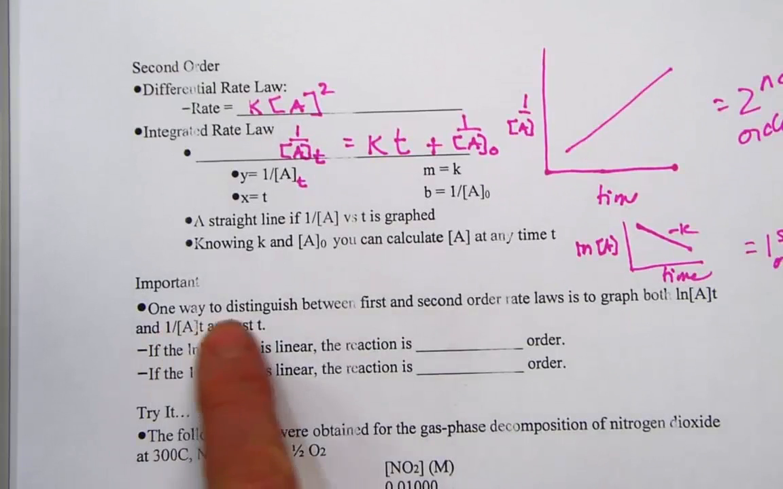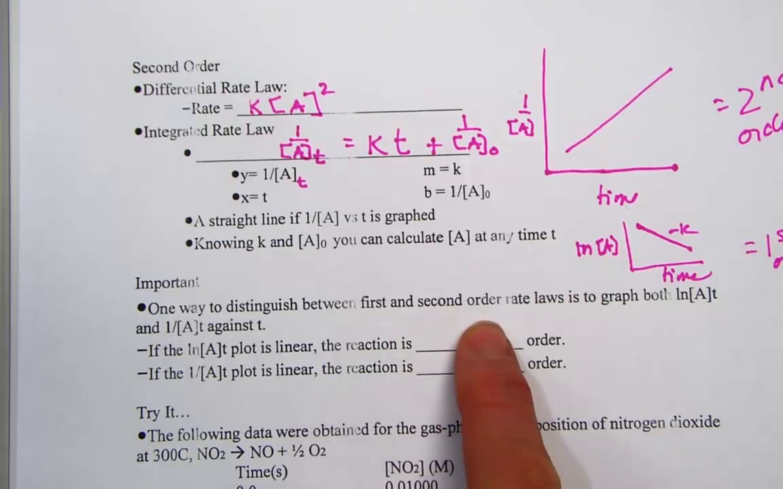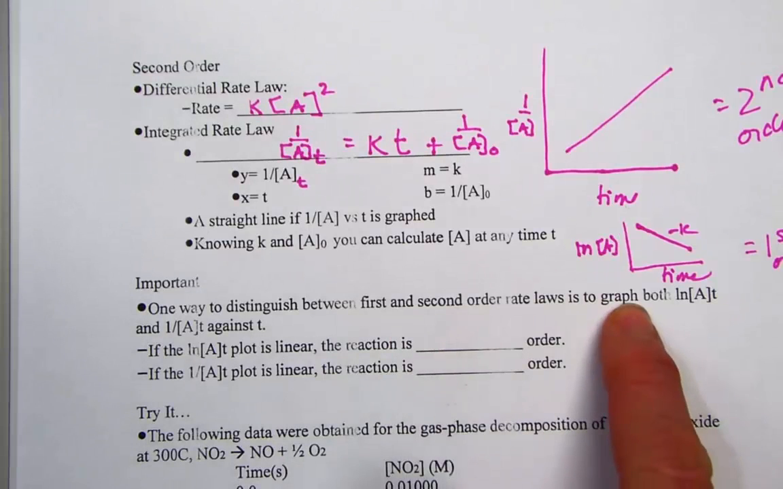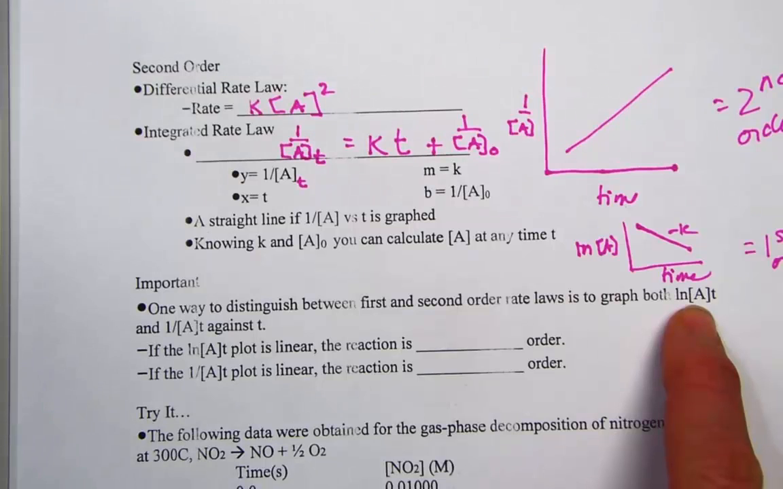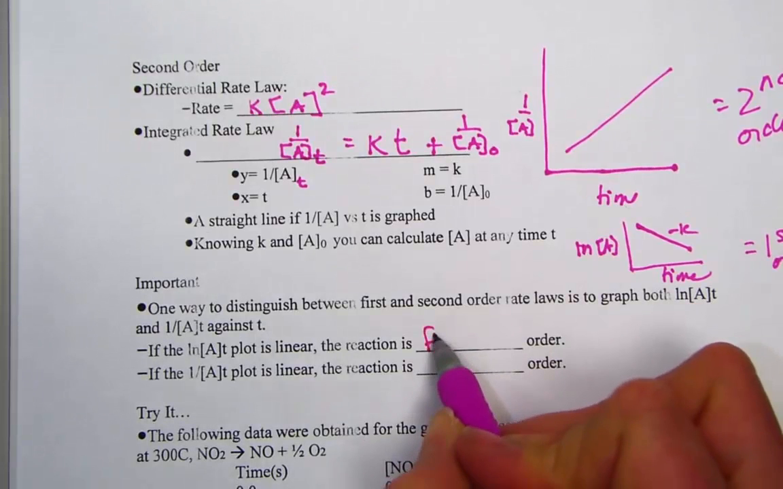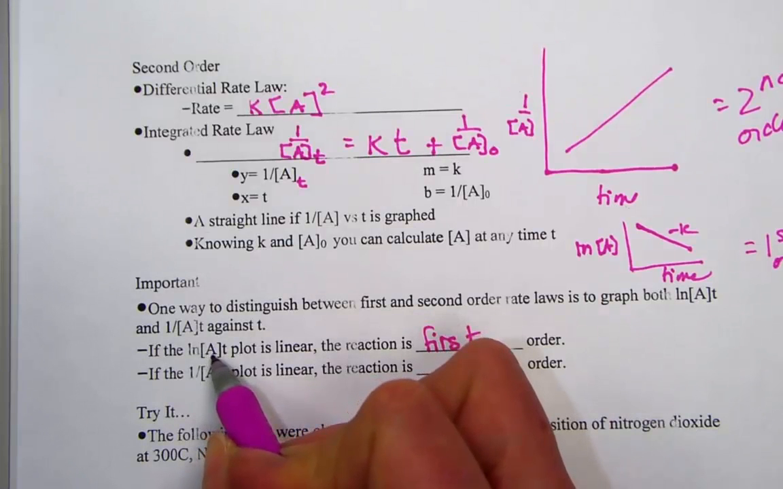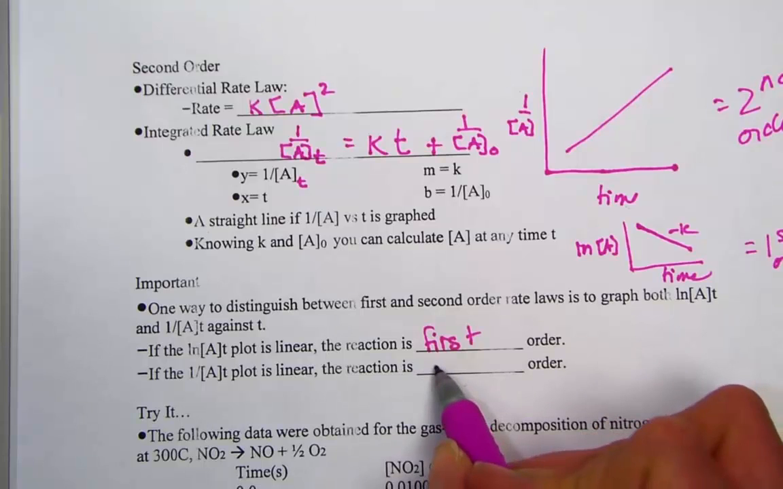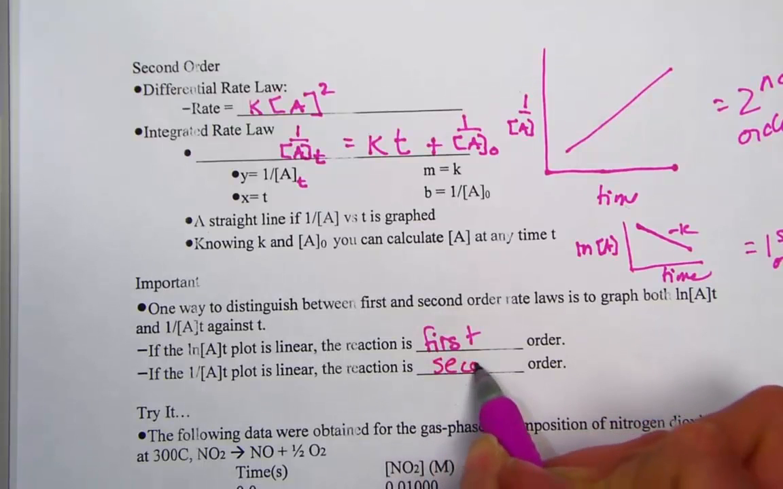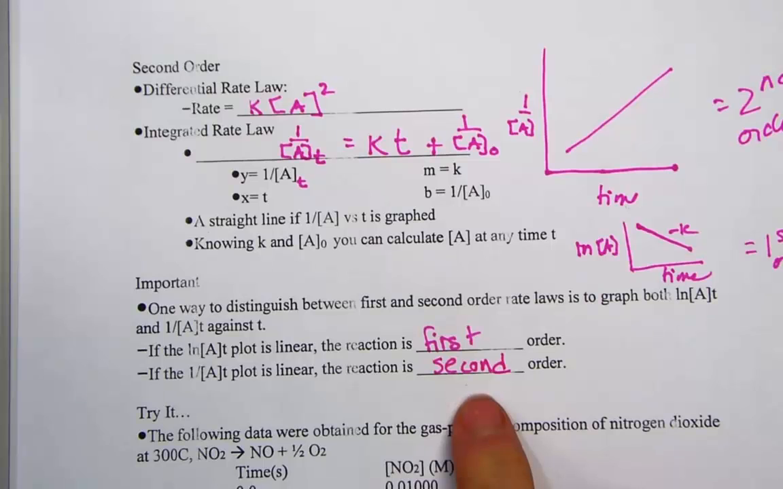So, important, one way to distinguish between first order and second order is to graph both, graphing the natural log of A versus time, or graphing the reciprocal of A versus time, and comparing them. We just said if first order, the natural log of concentration versus time is linear, or a second order reaction would show the reciprocal of A versus time gives us a better straight line.